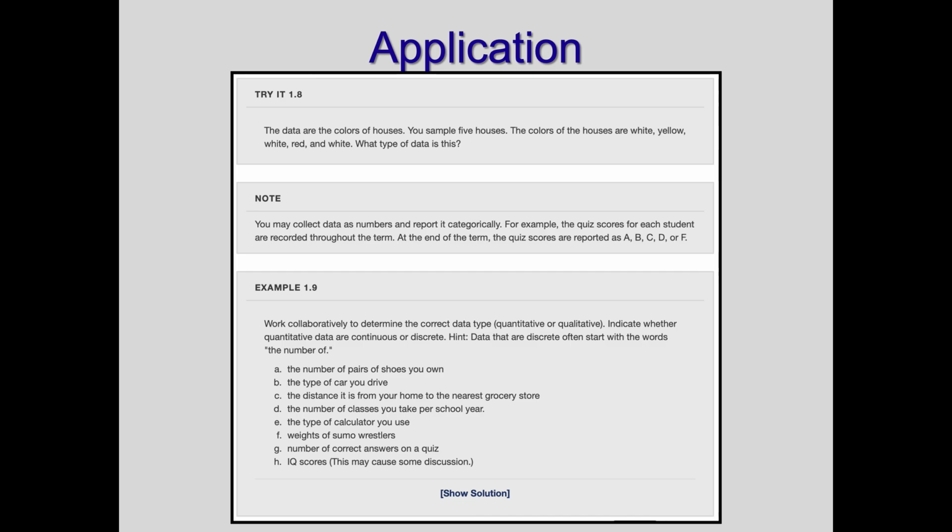Next, example 1.9. Work collaboratively to determine the correct data type, quantitatively or qualitatively. Indicate whether the quantitative data are continuous or discrete. Hint, data that are discrete often start with the words the number of. Okay? All right, remember, discrete data is countable, continuous is measurable, generally speaking. So you start on that. I'll give you the answers when you're done pausing this videotape.